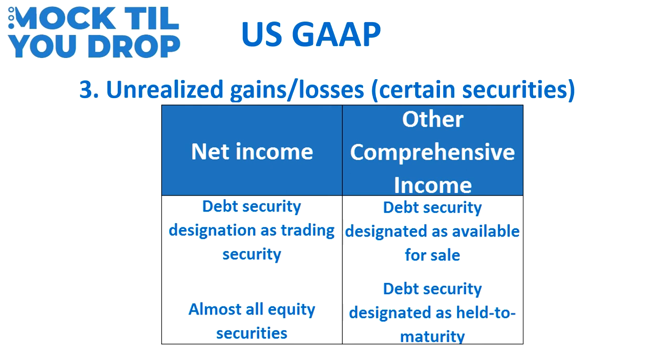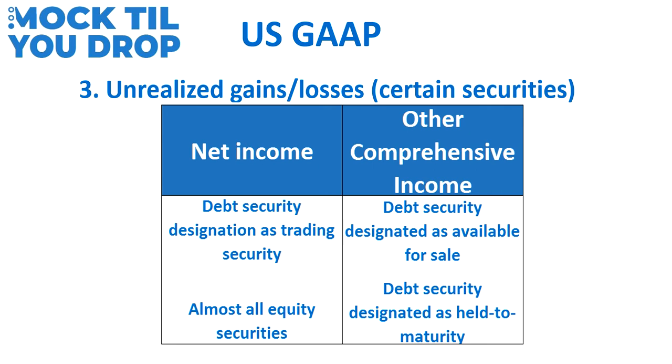So what does a debt security designated as a trading security mean? Basically, the security is purchased with the intent to sell it rather than hold it and collect interest and principal payments. Now, on the right side of the table, we have debt securities designated as available for sale and held to maturity. So these will be reflected under other comprehensive income.